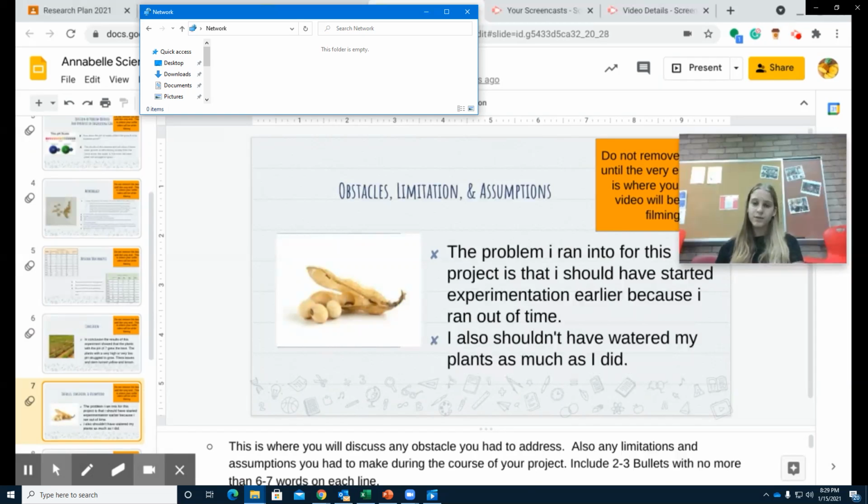I faced some obstacles in my experimentation, such as I ran out of time for this project and I should have started earlier. I also shouldn't have watered the plants as much as I did.